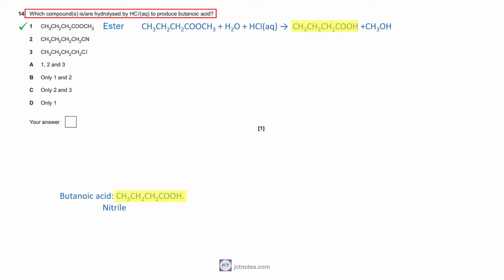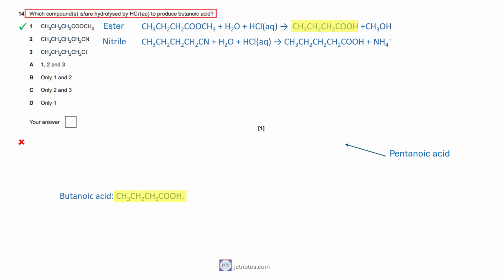Compound 2, pentanenitrile, is a nitrile. Nitriles undergo acid-catalyzed hydrolysis to produce a carboxylic acid and an ammonium ion. If we count the carbons in the starting nitrile, there are 5 carbons. Hydrolysis of this nitrile will produce pentanoic acid, not butanoic acid.